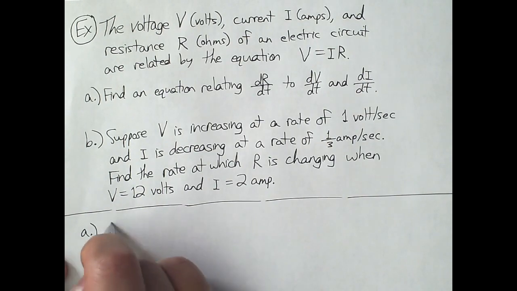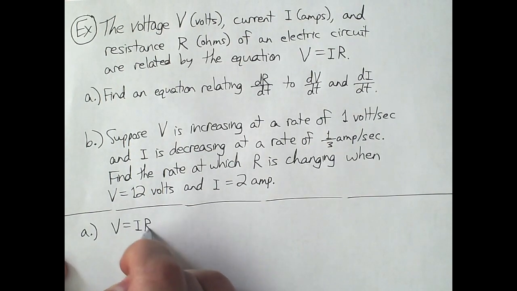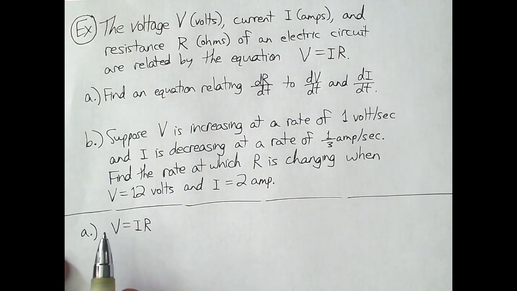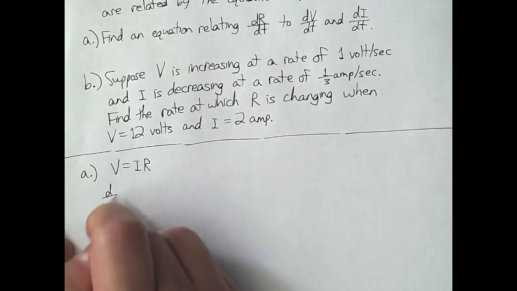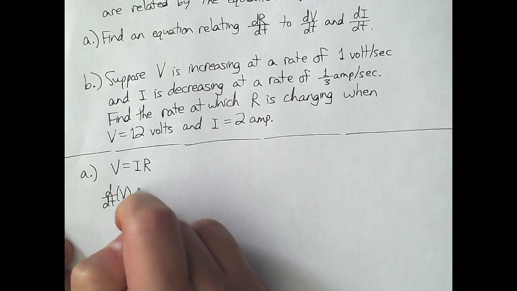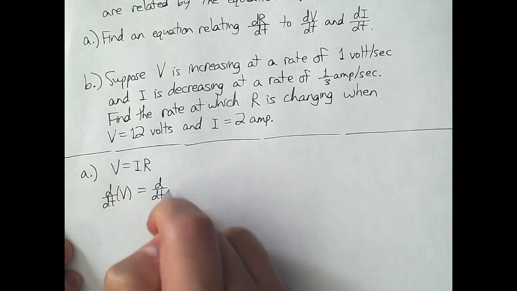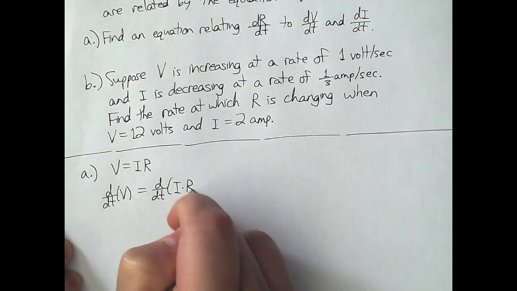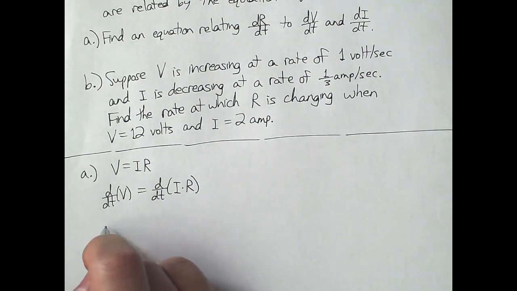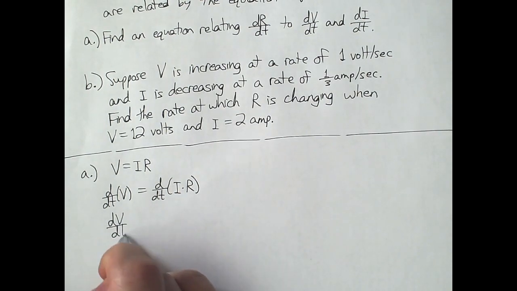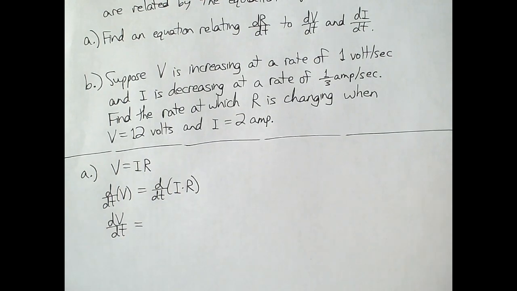Part A, I know we're going to use V equals IR. And I think that to get from V, I, and R to their rates of change, we want to do d/dt of both sides. d/dt of V equals d/dt of I times R. The left-hand side is easy. The left-hand side is just dV/dt. What do we have to do on the right-hand side? What do you think?